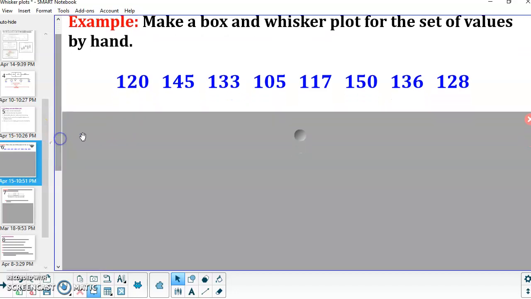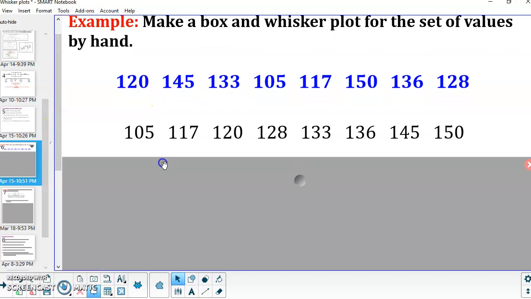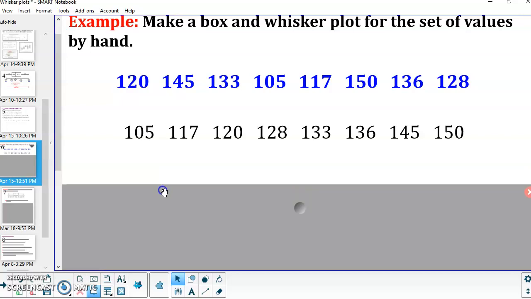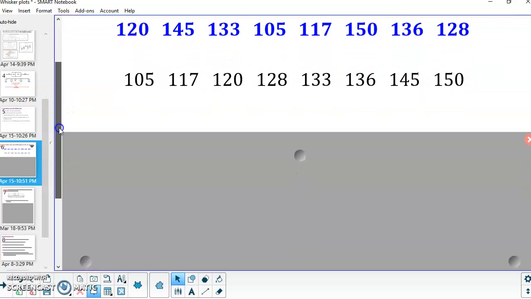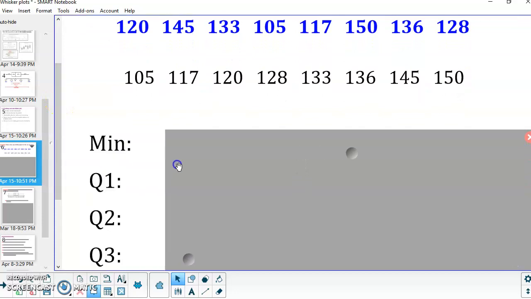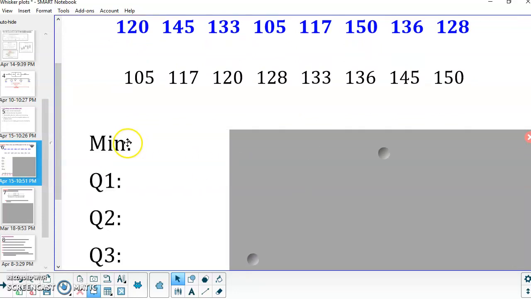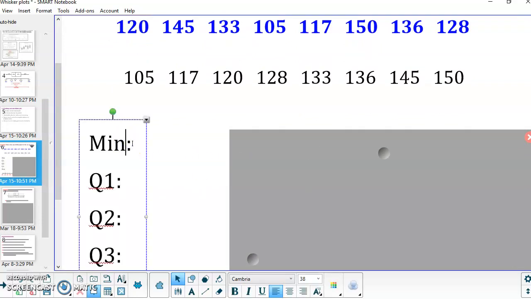So the first thing I'm going to do is order my data in numerical order. Now, in order to find my 5-number summary, let's scroll up here. So my minimum is easy to pick off, right? So my minimum is 105.